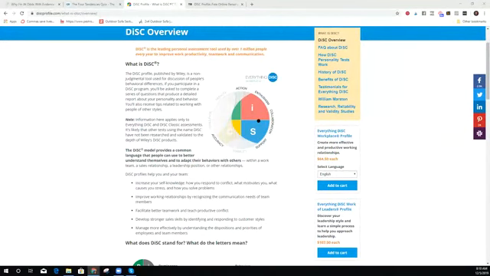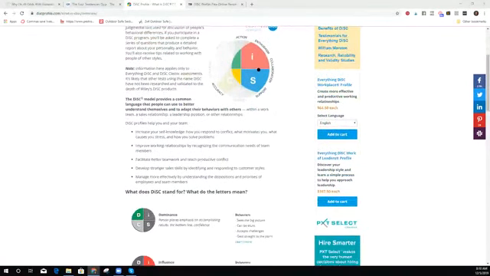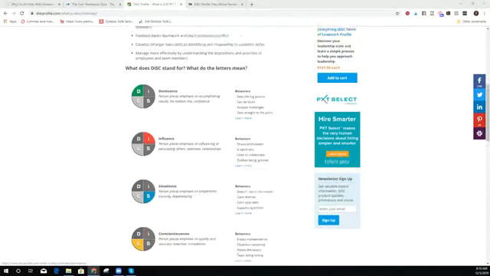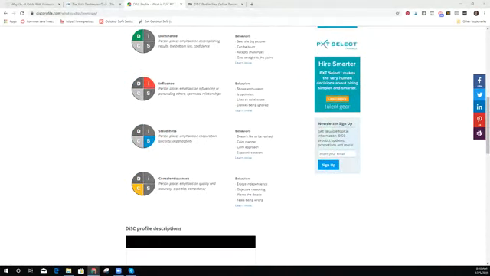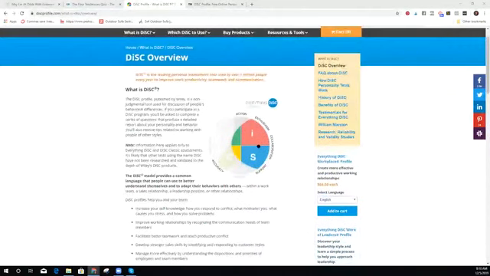And it is what it stands for. Again, it's an acronym that stands for dominance, influence, steadiness, and conscientiousness. So those are the 4 areas and the 4 tendencies in the DISC profile. And what I'm going to do is go through and talk about all those different tendencies.